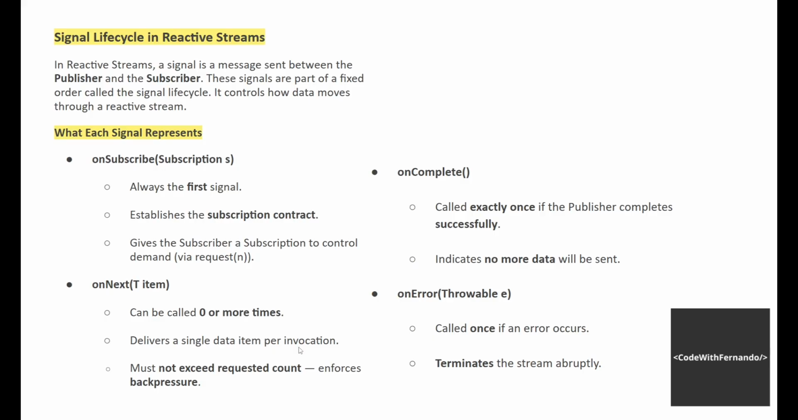Then we have onComplete. This is called exactly once, only if the publisher completes successfully. And then we have onError, called once only if an error occurs. If there is an error with the application, this signal will be called.